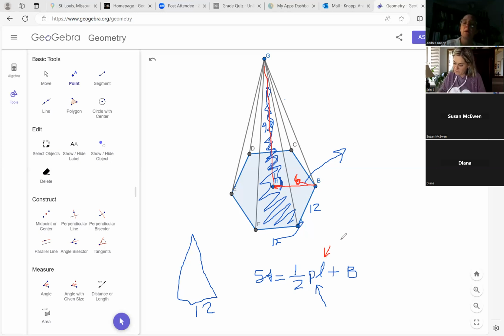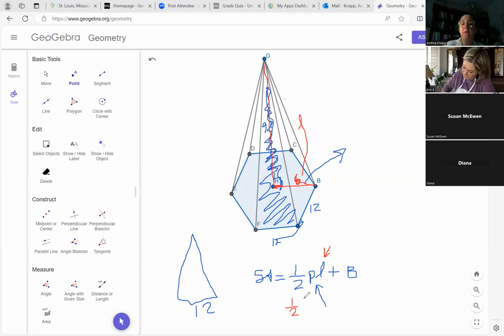Does it have anything to do with the Pythagorean theorem? Yes. So in order to find that slant height right there, we use the Pythagorean theorem. But Aaron, where you went wrong is that the base of this triangle is not 12. Well, it's half of 12. I did half of 12 times perimeter. And then I added the base, I think, or something like that.